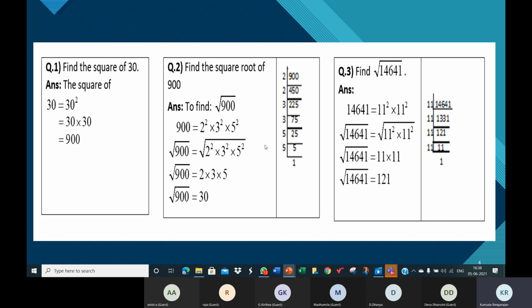In the right hand side, to get rid of the square root symbol, from two equal prime factors, bring one out of the square root. So from two twos, one 2 comes out. From two threes, one 3 out. From two fives, one 5 out. Now 2 into 3 is 6, 6 into 5 is 30. So the square root of 900 is 30.